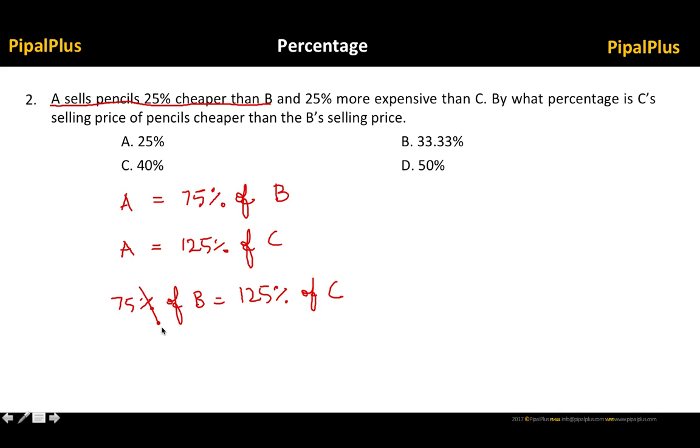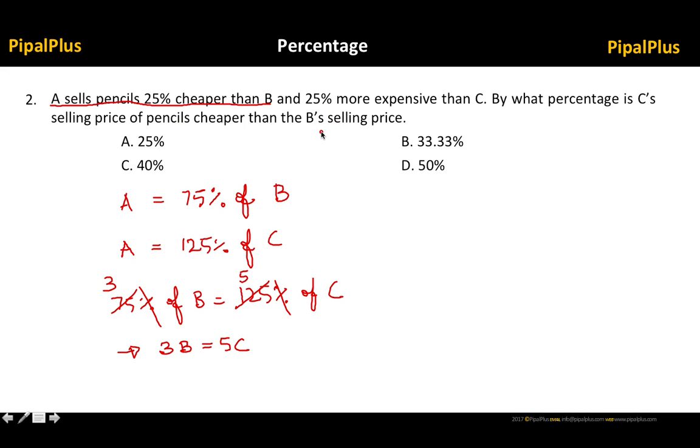Now I can cancel out the percentage signs and I can cancel out this 25: 25 times 3 and 25 times 5. So basically 3B equals 5C, right? This is the relationship I get between B and C. But how I need to express this is told to me by this sentence: by what percentage is C's selling price cheaper than B's selling price, right?